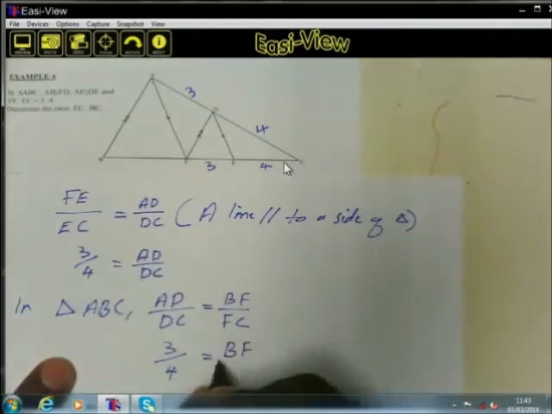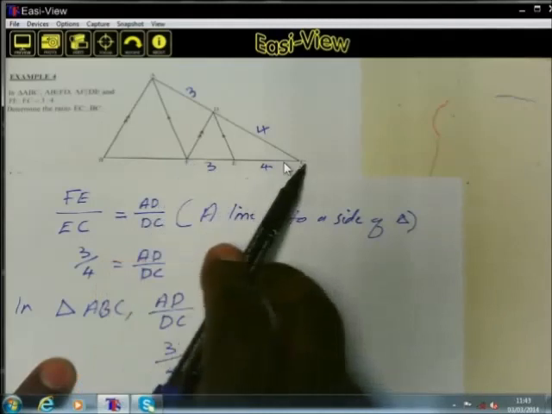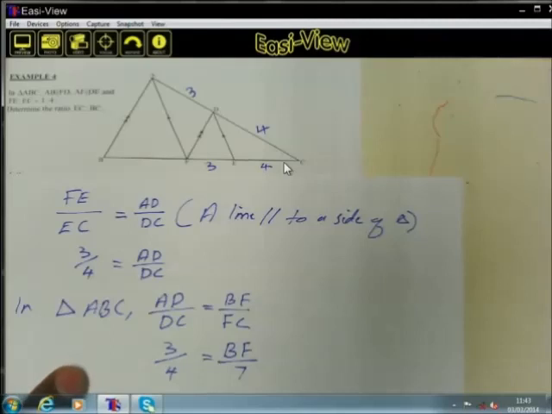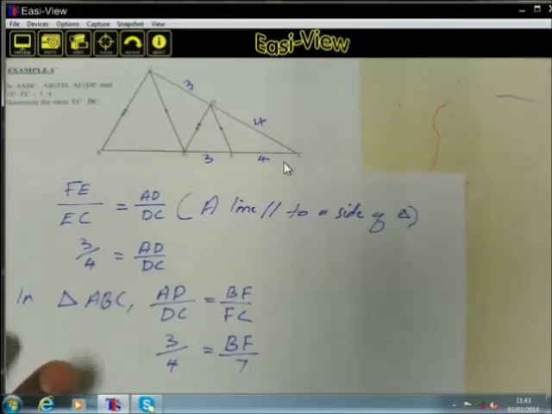It's BF over FC. FC 3 and 4, they give us 7. 3 over 7, the ratio. Now, what do we need to do? We need to solve for BF.